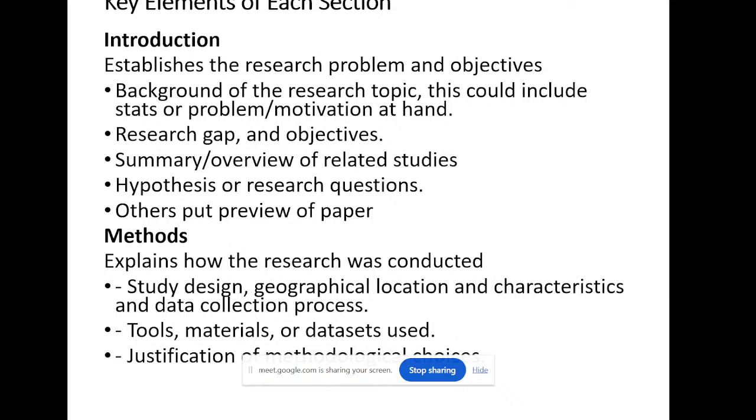And then of course, others put a preview of the paper, so you could actually put a summary on what the entire paper intends to focus on. And we're going to look at a typical paper as we look at these structures to see if we can apply or replicate something similar.